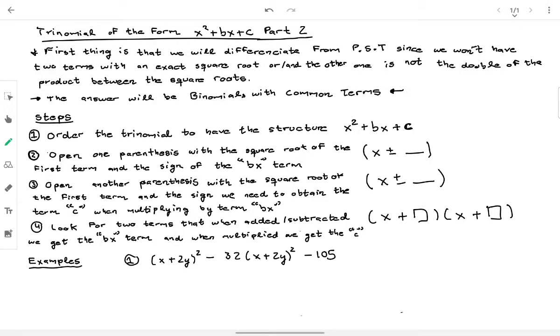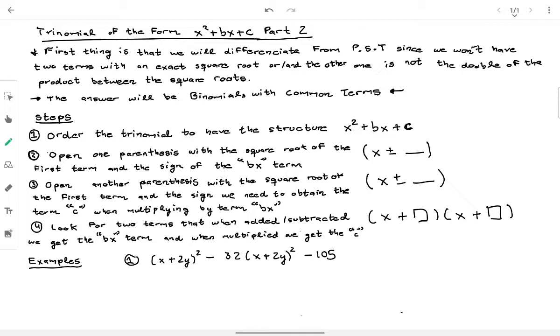So this is going to be a short video explaining part 2 of the trinomial of the form x² + bx + c. Remember, the first thing we need to do is differentiate it from the perfect square trinomial, since we don't have an exact square root on the third term, or the middle term is not the double product of the two square roots. The answer, of course, will also be binomials with common terms.